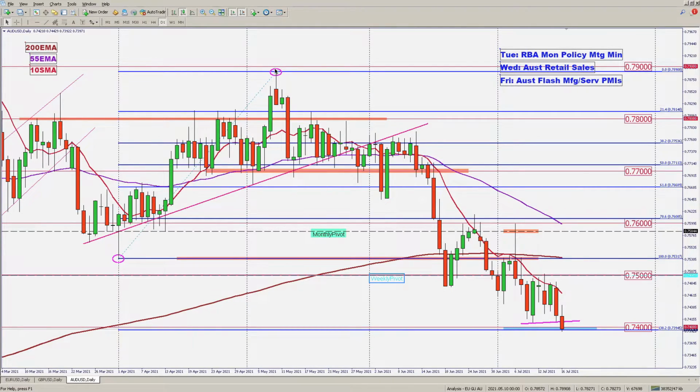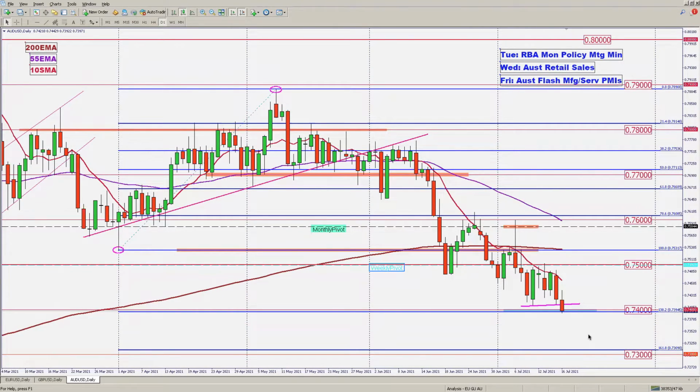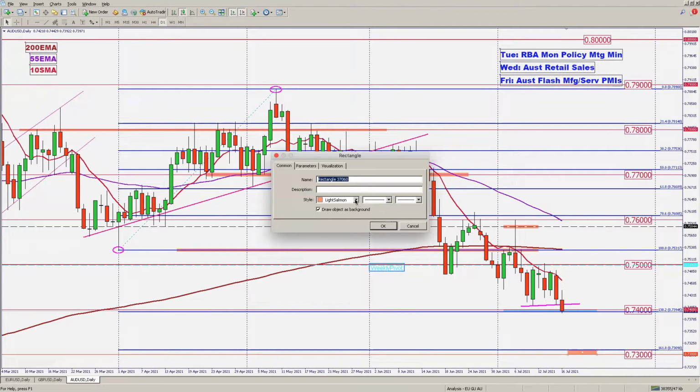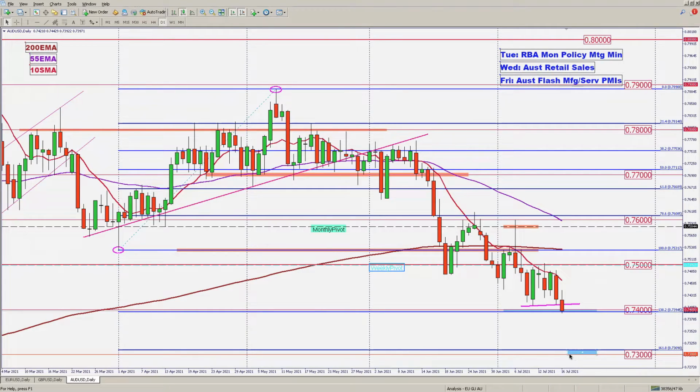Okay, and this reversal move is also right at the 138 fib retracement, right at the support zone, just below 0.74. The next level, the next extension at 162, is just above the 0.7300 figure, and that's at 0.7310. So that will be the next potential support zone.